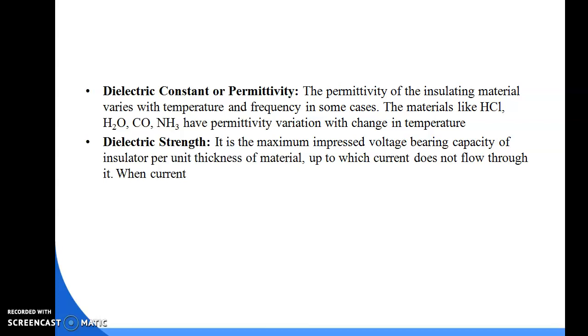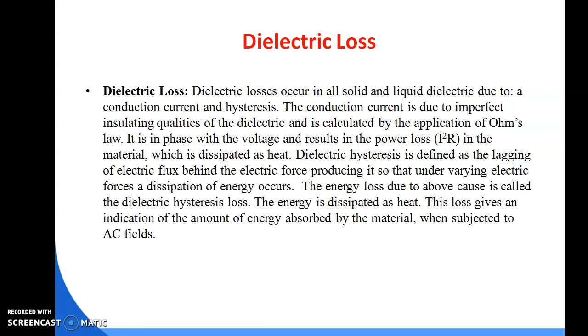Dielectric strength is the maximum voltage-bearing capacity of an insulator per unit thickness of material, up to which current does not flow through it. Coming to the dielectric loss, losses occur in a solid or liquid dielectric due to a conducting current, and the conduction current is due to the imperfect insulating quality of a dielectric, and is calculated by application of Ohm's law. It is in phase with the voltage and results in a power loss, that is I squared R.